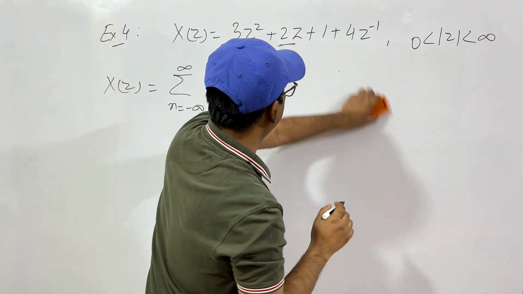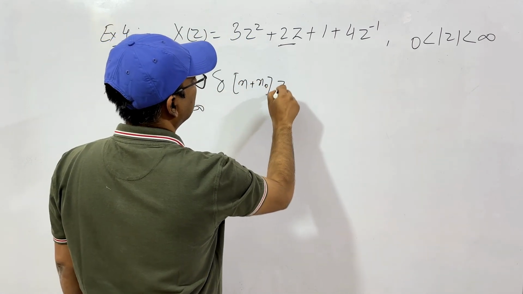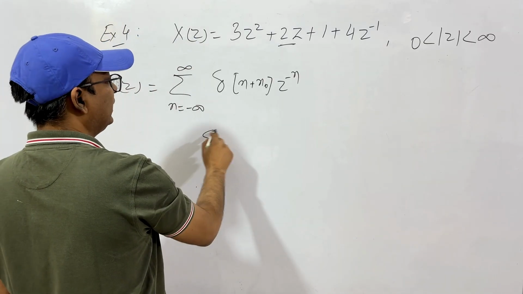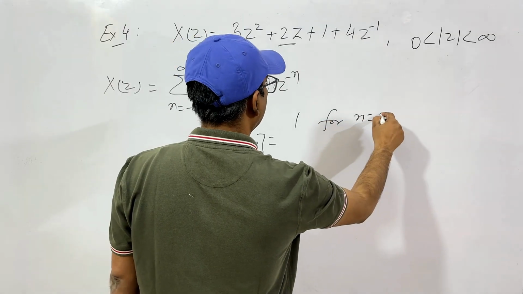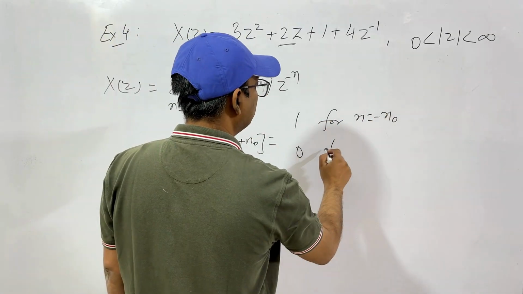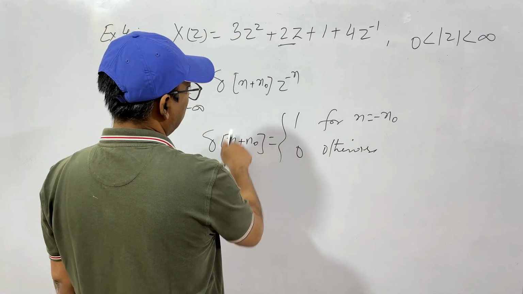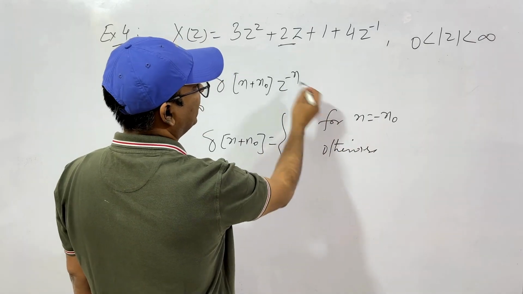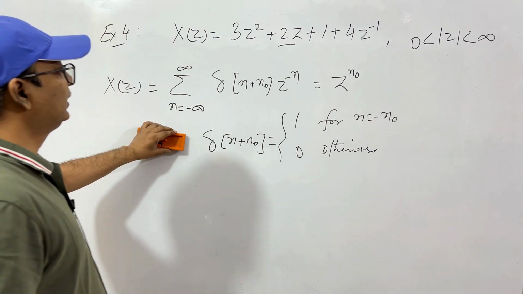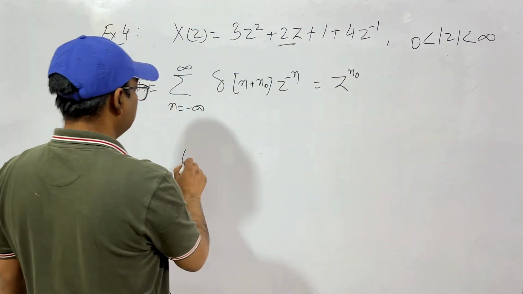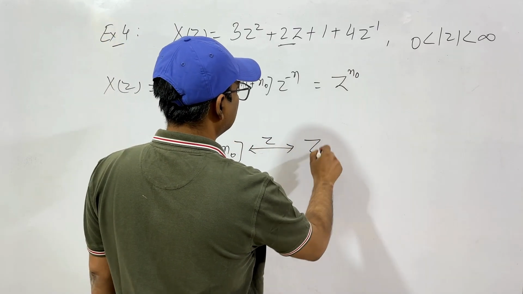That is to say, if we generalize this, it's δ[n+n0] ↔ z^n0. So δ[n+n0] will be 1 for n equal to minus n0, and otherwise it will be 0. Do you understand this? At n equal to minus n0, you put minus n0, and what you will get is z^n0. So you should keep this simple z-transform pair in mind: δ[n+n0] gives z^n0.